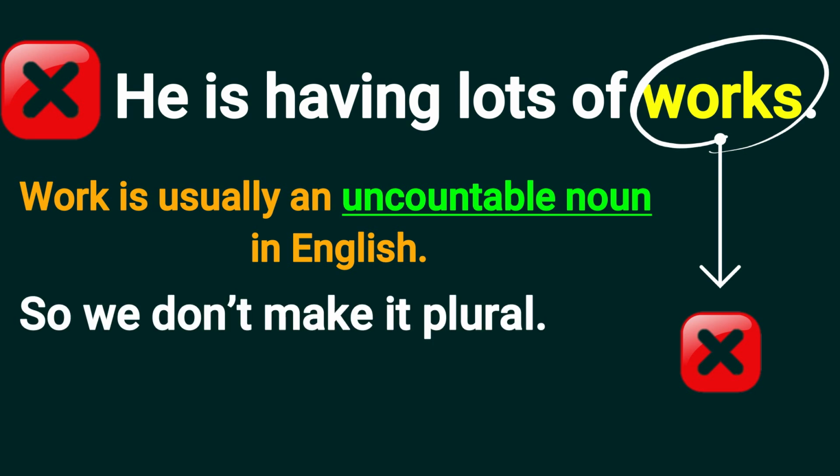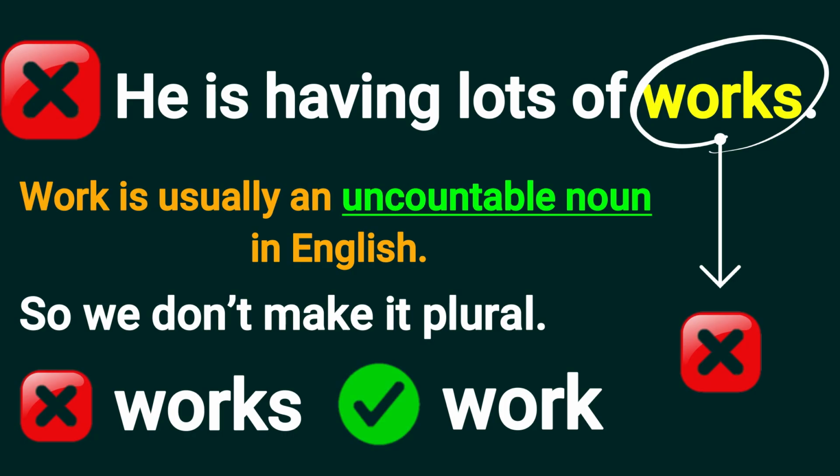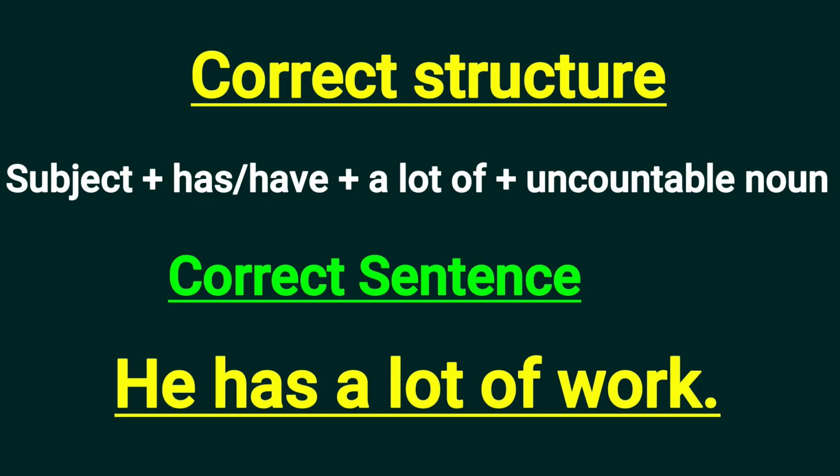Let's come to the second mistake: "works". Work is usually an uncountable noun in English, so we do not make it plural. So instead of "works", it should be "work". The correct structure is subject plus has/have plus a lot of plus uncountable noun. So the correct sentence is: he has a lot of work. Number four.